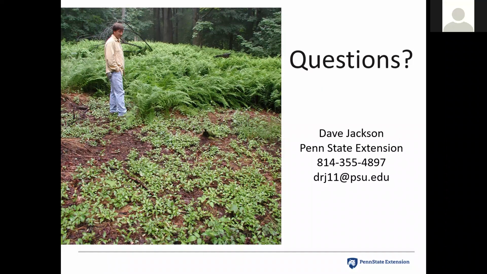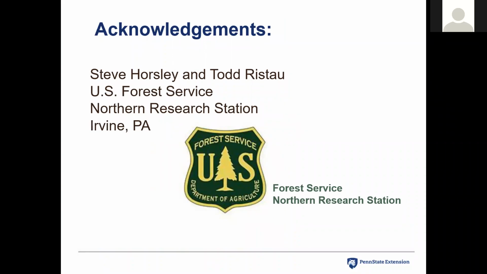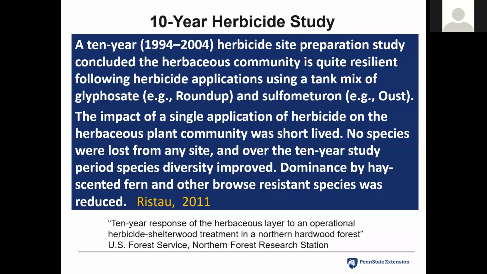So my thought is, if we look at understories like we see pictured there, that probably has a greater impact on any woodland pollinators than a one-time application of glyphosate. Whereas if we look at this 10-year study here, where we're now able to reduce fern dominance and other browse-resistant species dominance, and we're increasing species diversity, I think that's going to be to our benefit.